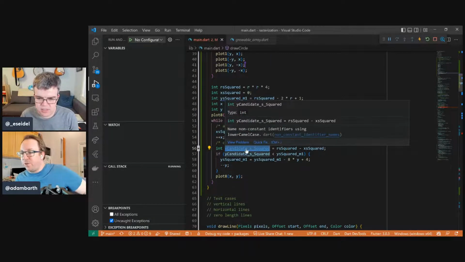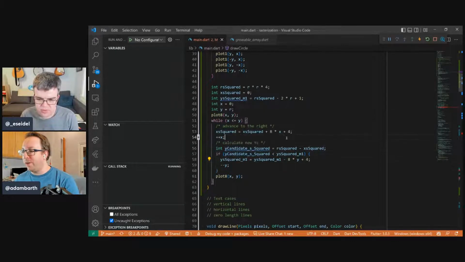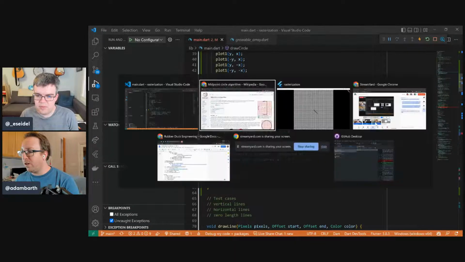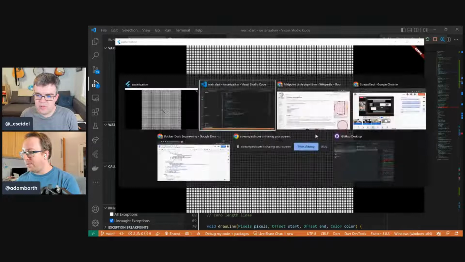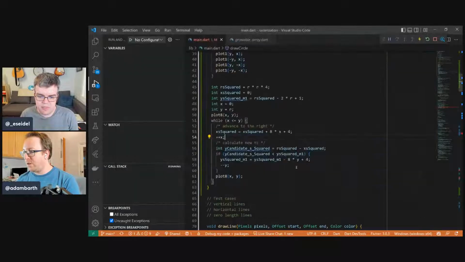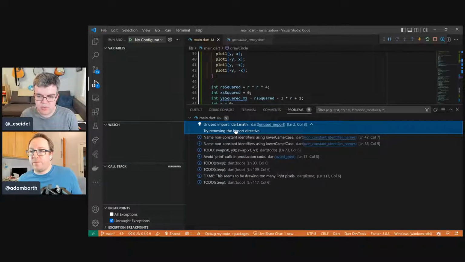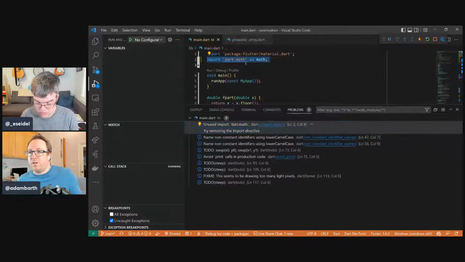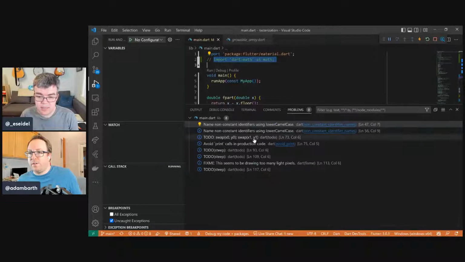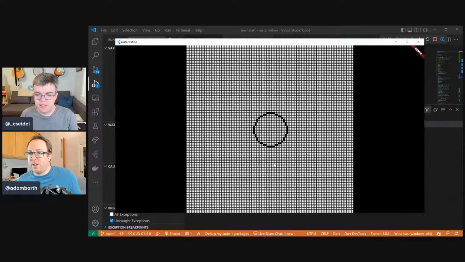I'm curious if it draws a circle. Why is it sad at us here? Just because it doesn't like the way we've written the underscore. Okay, fine. Let's have radius, I don't know, 10. Why is it sad about life? Unused import. No Dart math for you. Non-constant print calls. It's fine. Okay. Oh my goodness. That looks like a circle.